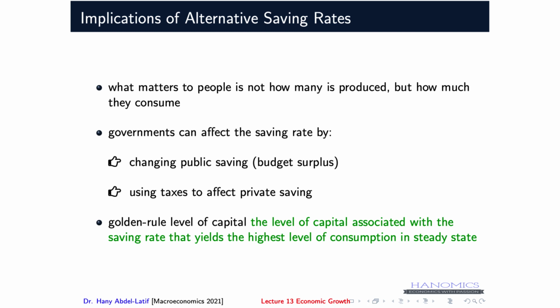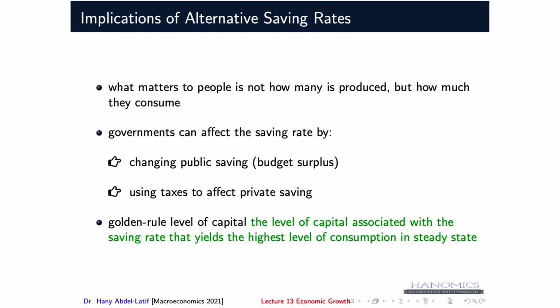So government can affect the saving rate by changing their own savings, or running a budget surplus, where T, or tax revenues, are higher than government spending. Or the other way, they can use taxes to affect private saving as well. So again, you could encourage people to save more.